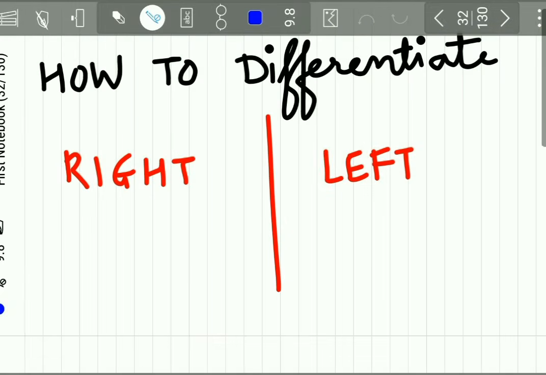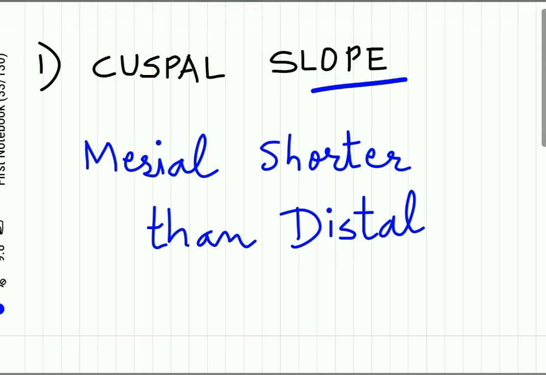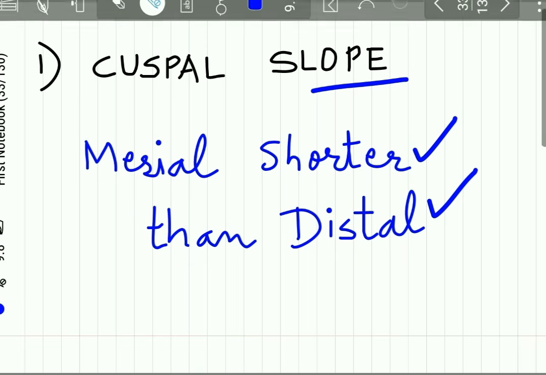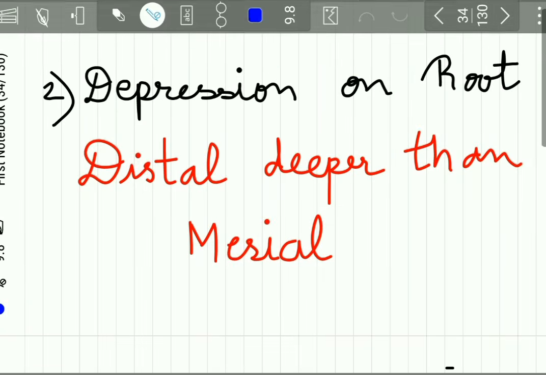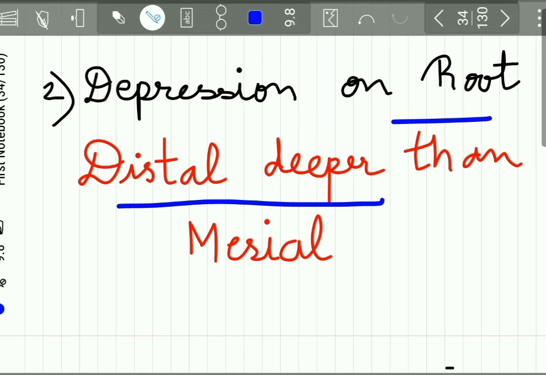Now, how to differentiate between the right-sided and the left-sided maxillary second premolar? First, look at the cuspal slope. The mesial one is shorter than the distal one. So, look at the cuspal slopes. The shorter one becomes the mesial slope, and then you can determine the side of the tooth. Second point you should remember is the depression on the root. Distally, the depression is deeper than the mesial one.